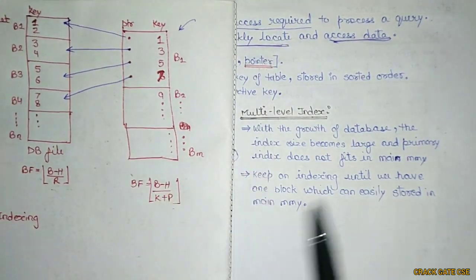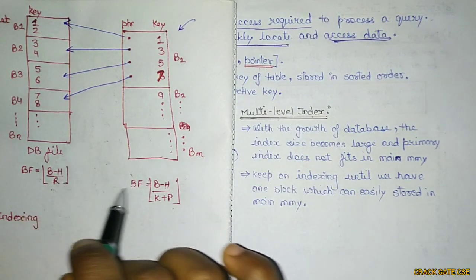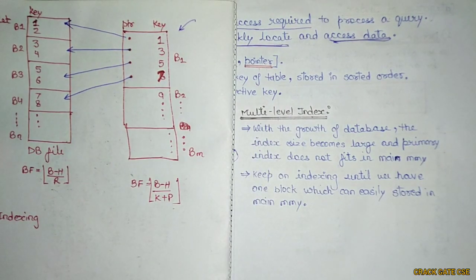Now the question is, why do we need multi-level indexing? What is the drawback of single level indexing which is forcing us to move on to multi-level index?